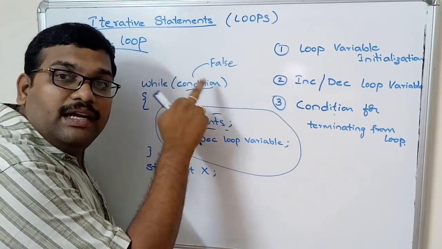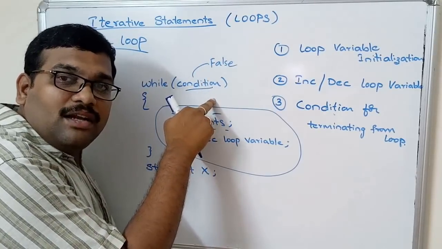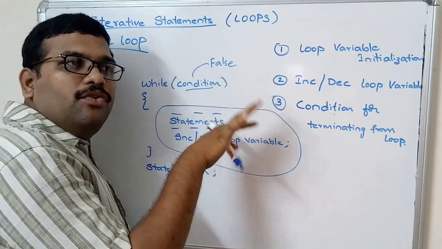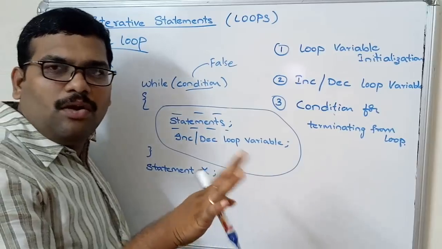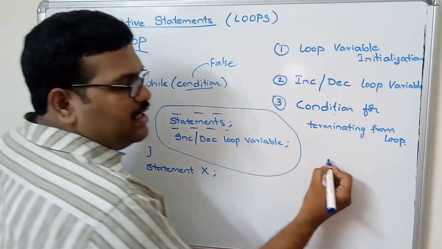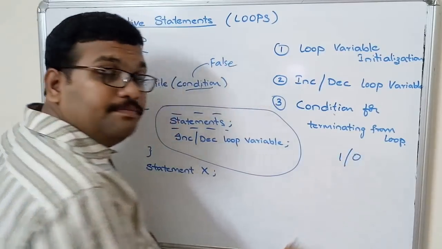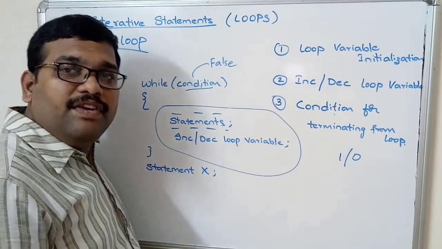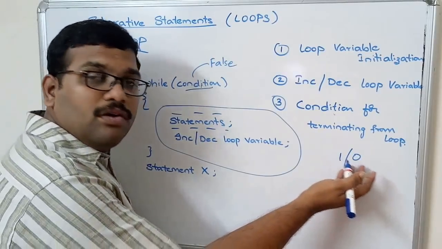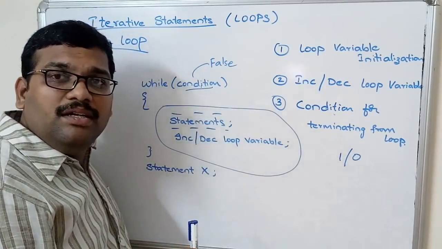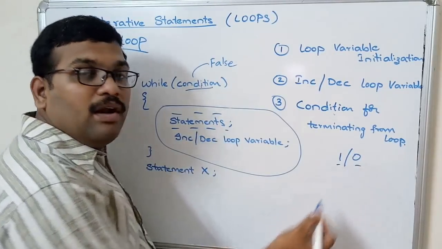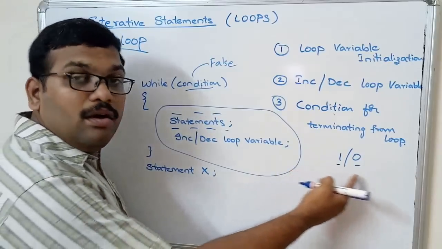As we discussed, a condition is the usage of a relational operator between two variables, right? If you use a compound condition, we have to use logical operators. The concept is the same. The final result of this condition is either 1 or 0. If it is a simple condition, we use a relational operator so that the result may be 1 or 0. If it is a compound condition, we use a logical operator, even though the result will be 1 or 0. That means true or false.